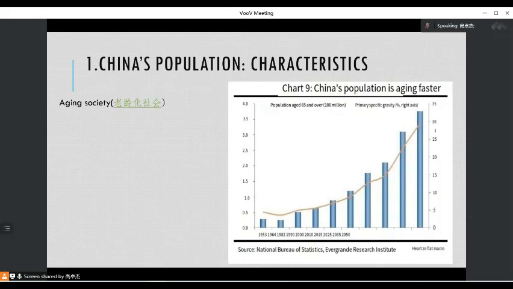This is the data for China's population rate. This is the data in 1953, and that is the picture. So China's aging is faster. I'll look for a video for you. Please wait a moment.